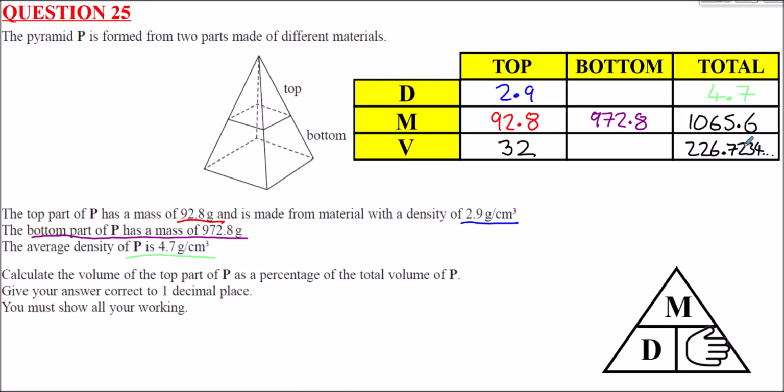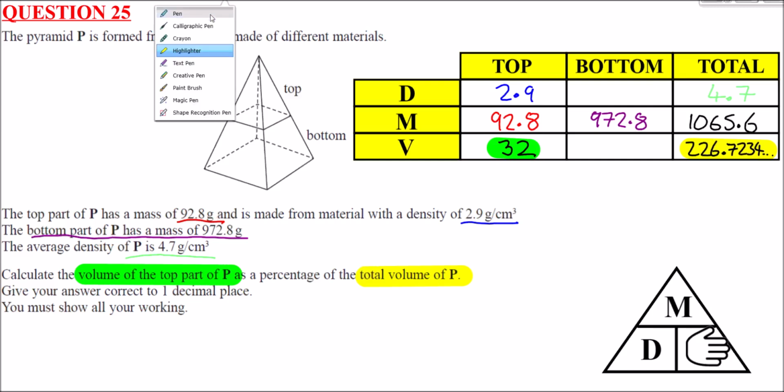Now just bear in mind what we need to calculate. We want to calculate the volume of the top part of P as a percentage of the total volume of P. So we've got the total volume of P, so we've got one ingredient we need, and the other bit we need is the volume of the top part. So the volume of the top part of P is essentially this bit here. So we've got everything we need. We don't need to fill in the other bits.